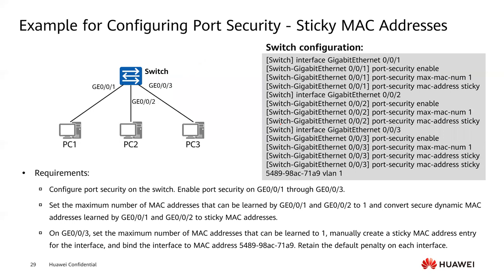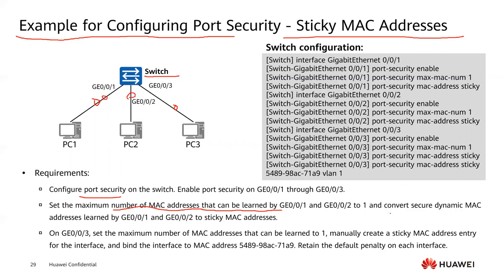And now let's look at what the sticky MAC address is. It is an example of the config. We have a switch, and this switch has three PCs. We need to configure port security on the switch. We need to enable port security on this port and this port, and we need to set a maximum number of MAC addresses that can be learned by port one and port two. And we need to convert, you should know that we can convert security dynamic MAC addresses learned by this interface to sticky MAC address entries. You can convert the dynamic MAC address to a static MAC address.